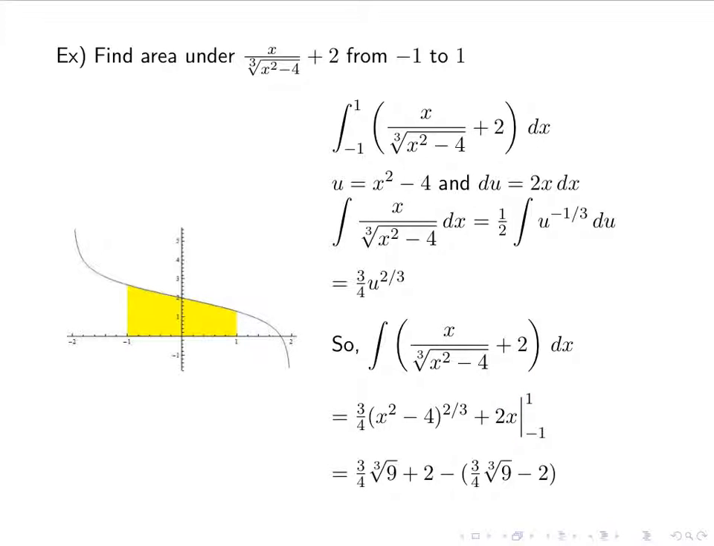Plugging in 1, we get 3/4 the cubed root of 9 plus 2. And plugging in negative 1, we get 3/4 the cubed root of 9 minus 2. And when we simplify this, those cube roots of 9 end up canceling, and we're left with 2 minus negative 2, which is 4.